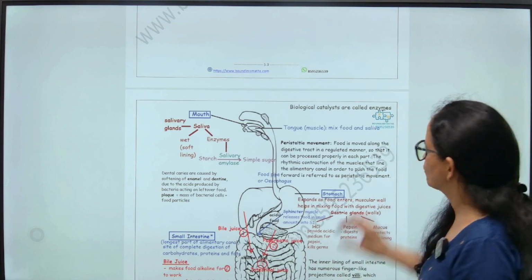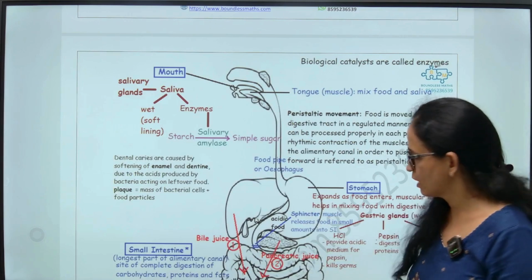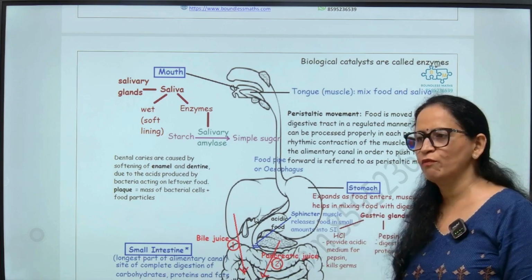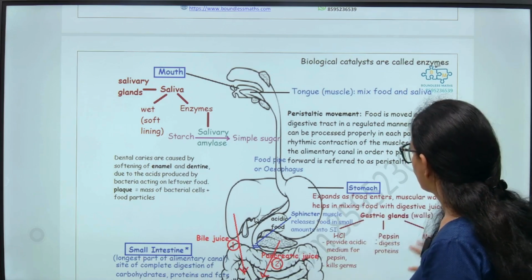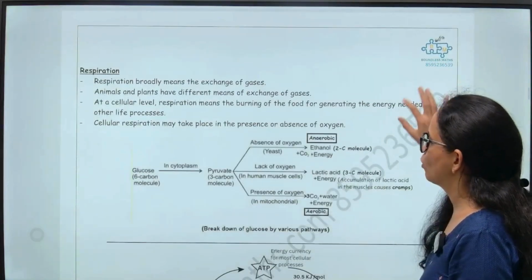The process of digestion starts in the mouth and gets over in the small intestine. So we have talked about all the enzymes and how the food moves forward and gets digested. Now, after that, let's come to the next very important life process, that is called respiration.